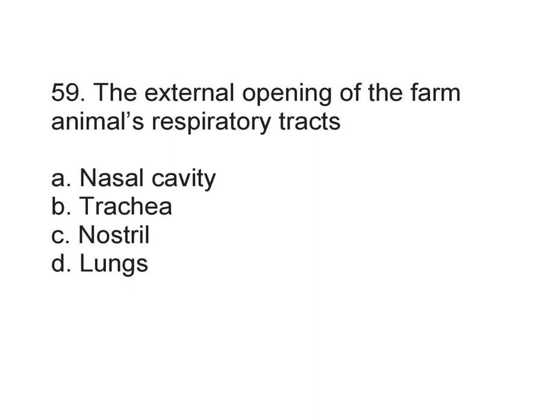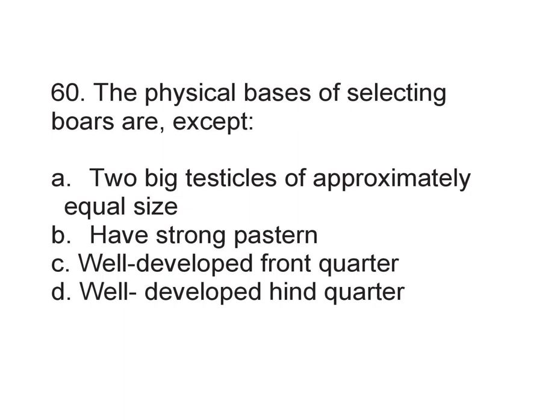Number 59. The external opening of the farm animal's respiratory tracts. A. Nasal cavity, B. Trachea, C. Nostril, D. Lungs. The answer is nostril. Number 60.